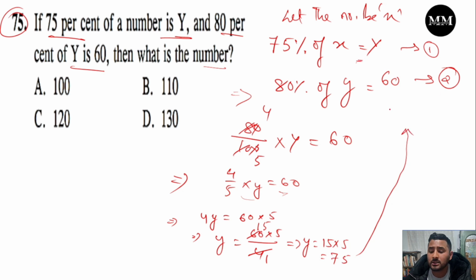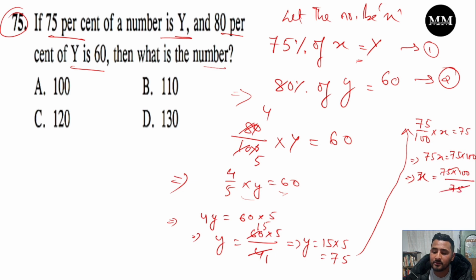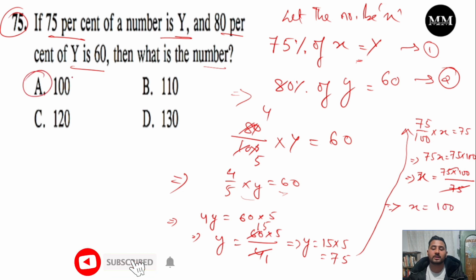Put this value of y in equation 1. You get 75 by 100 of x equal to 75, because 75% of x is y. Now do it the same way, just cross multiply, or you can cancel this also. It will be easy if you cross multiply. 75x equals 75 into 100, as the 100 goes to the other side. Then x will be 75 into 100 divided by 75. Cancel 75 and 75. So the required number will be 100. So for question number 75, the answer will be option A.